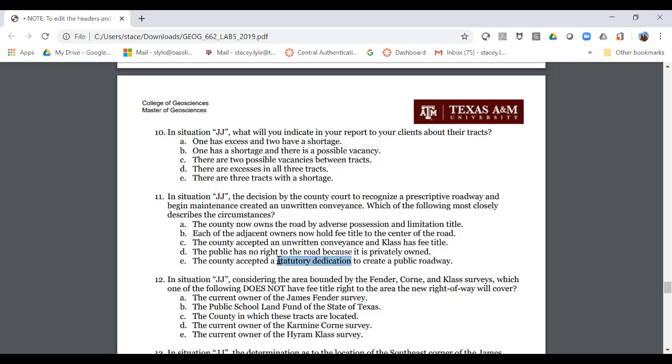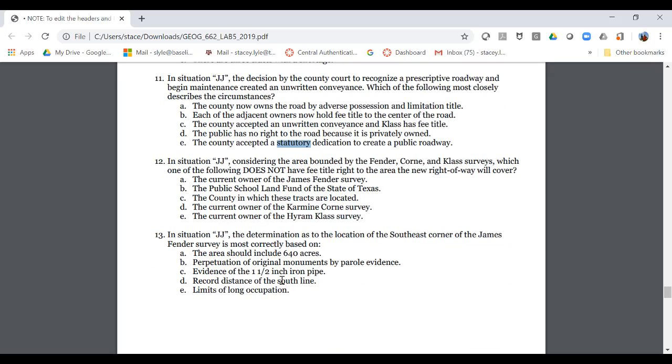Statutory dedication would be if I designed a subdivision, and as part of my plans for a subdivision, in the new Reveille subdivision, the center line of the roads, you dedicate that to the public. There's a statutory process for that, and it's not necessarily that you have to have a hearing to do that. The county can just accept it through the county engineer's office.